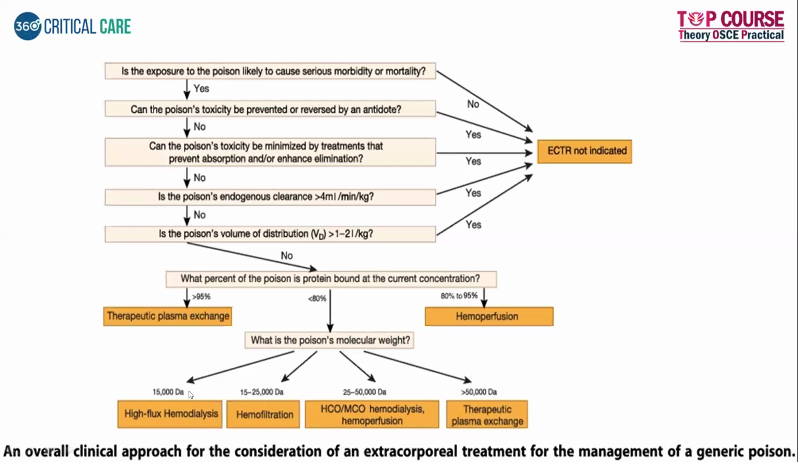If the molecular weight of the toxin is much less than 500, intermittent hemodialysis, up to 15,000, high flux hemodialysis, 15 to 25 kilodalton, hemofiltration or your CRRT, 25 to 50, hemoperfusion, more than 50, therapeutic plasma exchange. So this is how you need to go about when you think of extracorporeal toxin removal. Okay.